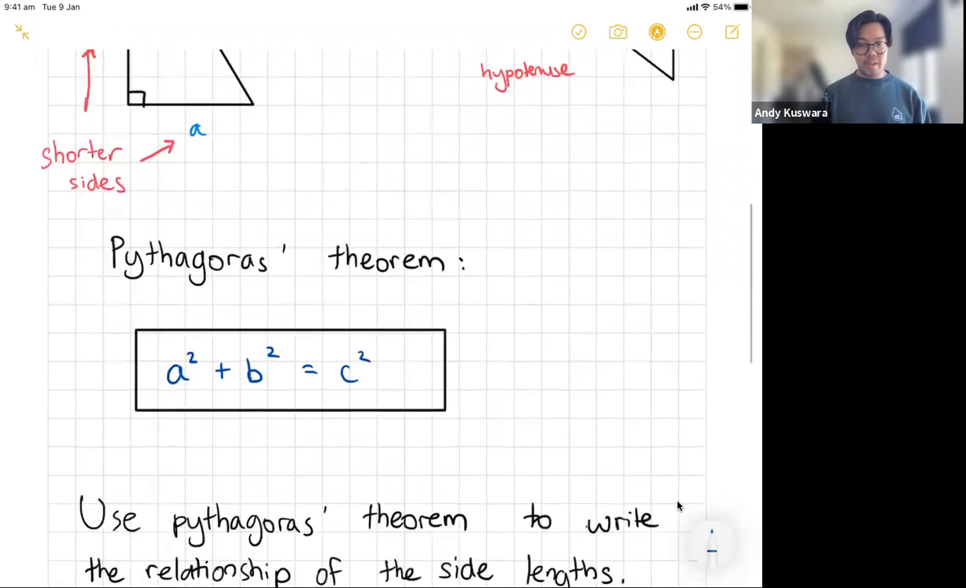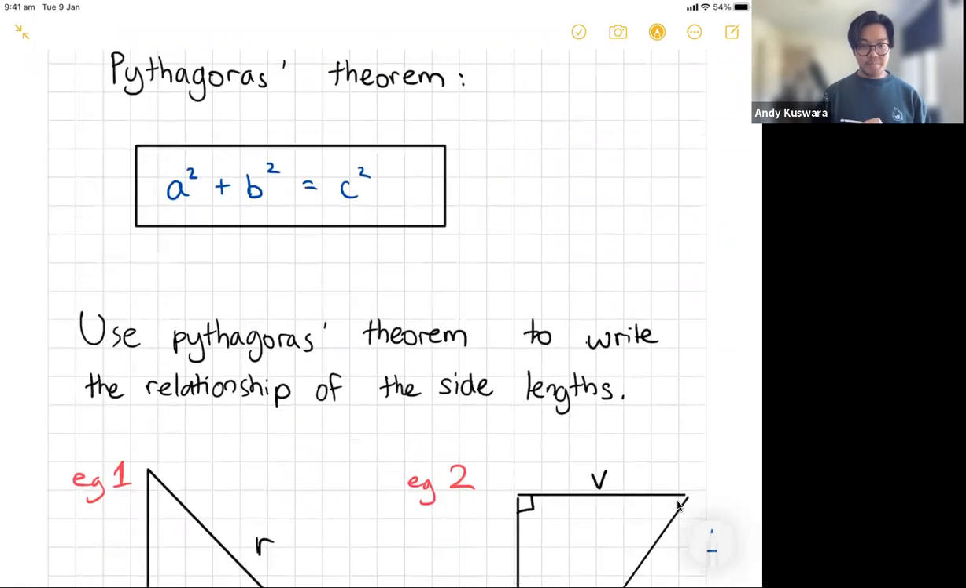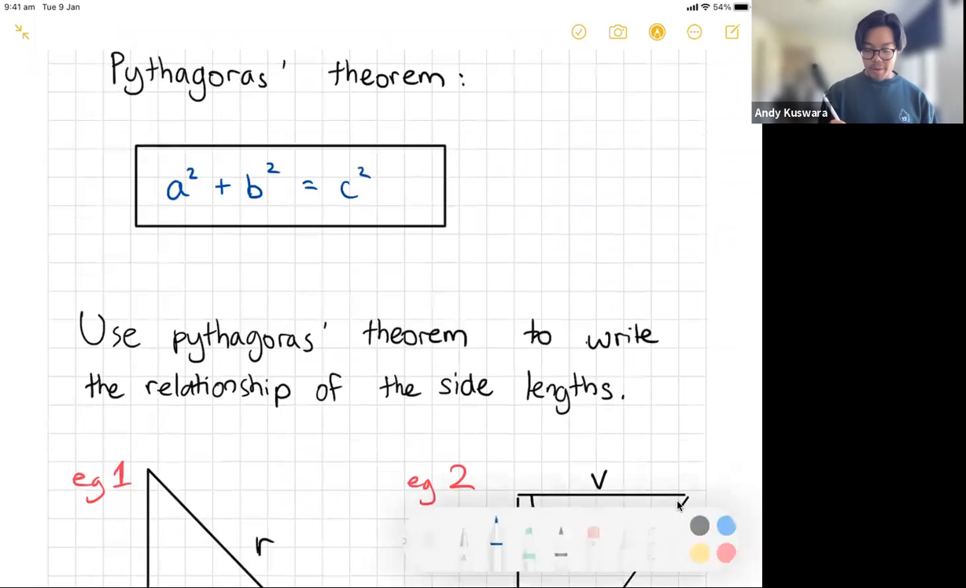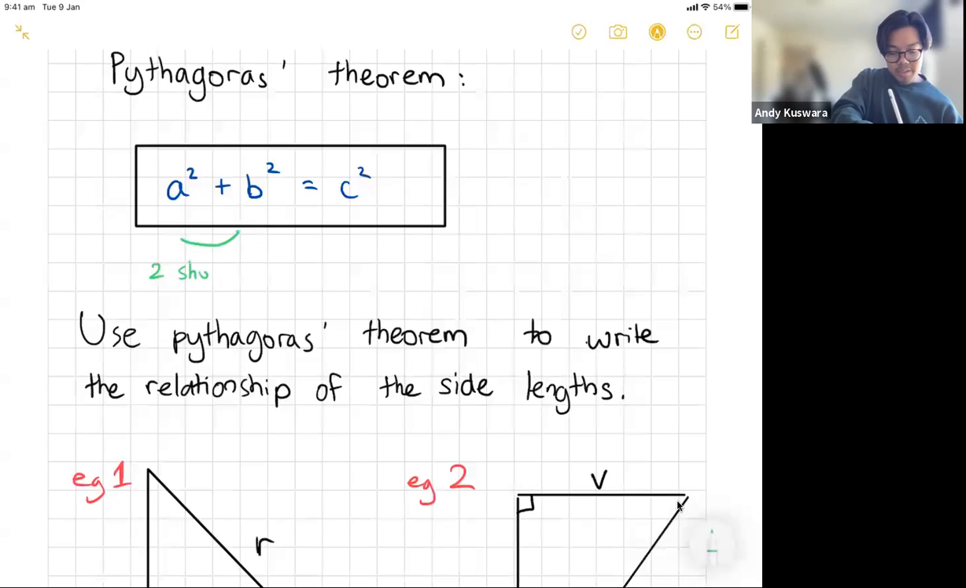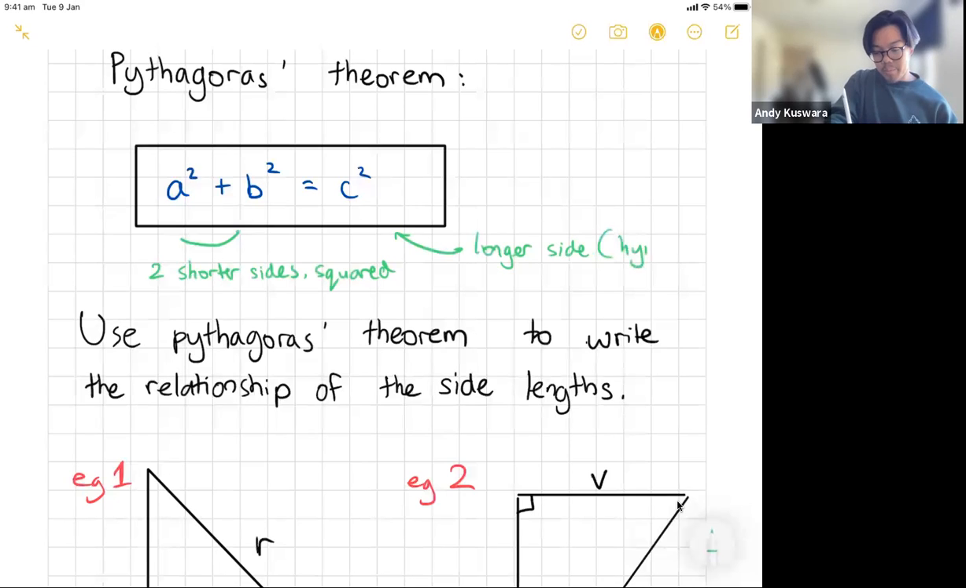Now, that might be a little bit to take in, but I'm going to write this down. That there is your two shorter sides squared, and that there is your longer side, in other words, your hypotenuse squared. So when you square your two shorter sides and add them together, you'll get the same thing as the square of your longer side.